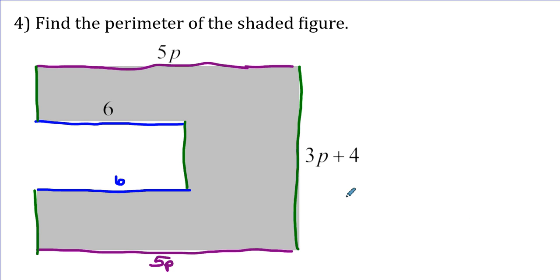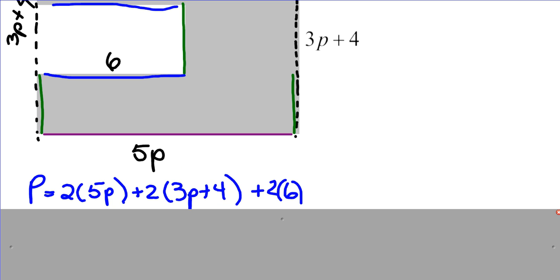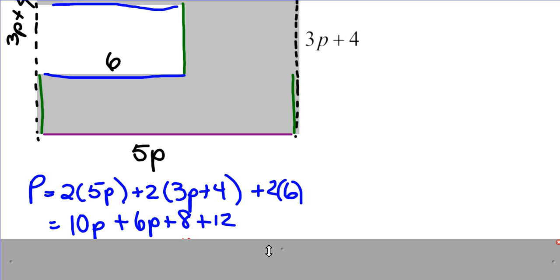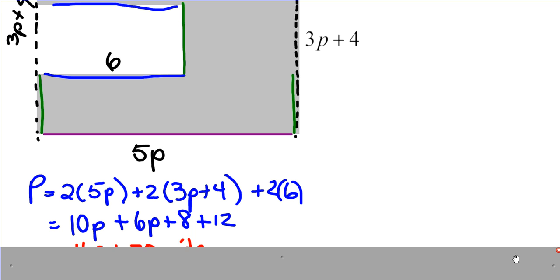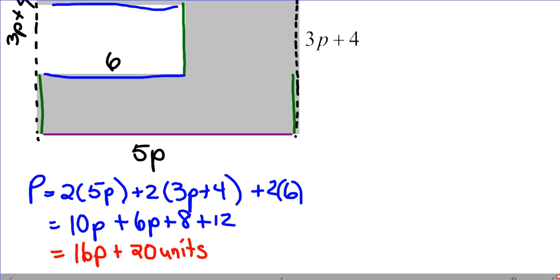So we should be able to write the expression 2 5p's, 2 6's, and 2 3p's plus 4, making up the perimeter of our figure. So if we double each of those, following your order of operations, and combine our like terms, we now have an expression of 16p plus 20 units for the perimeter of this figure.